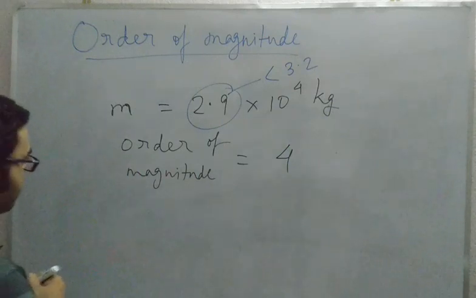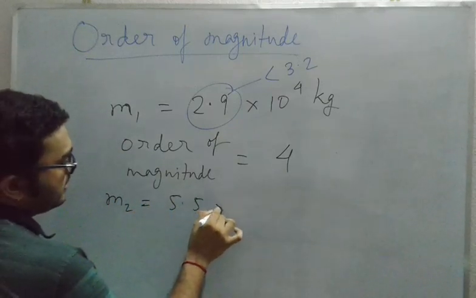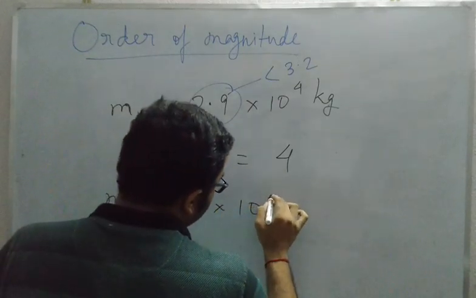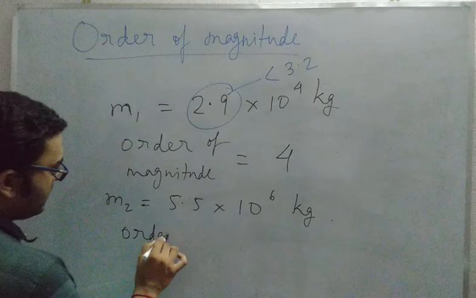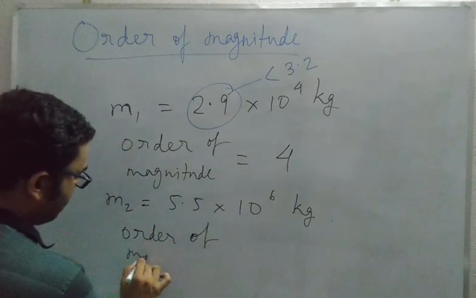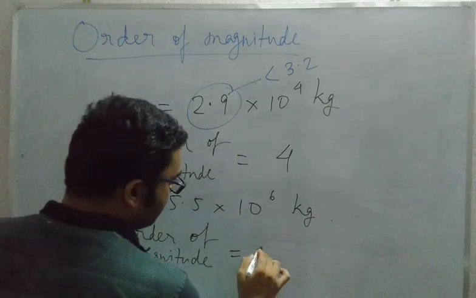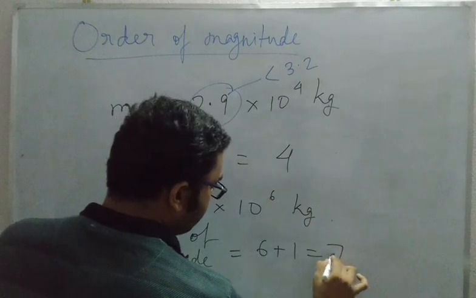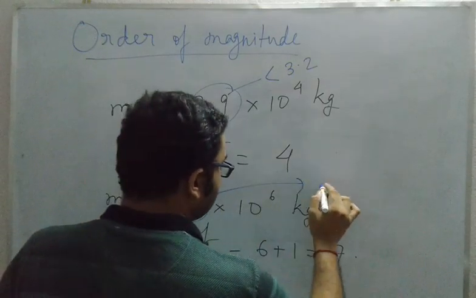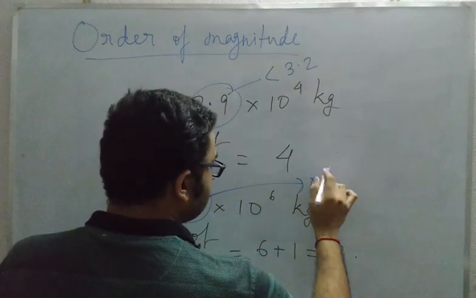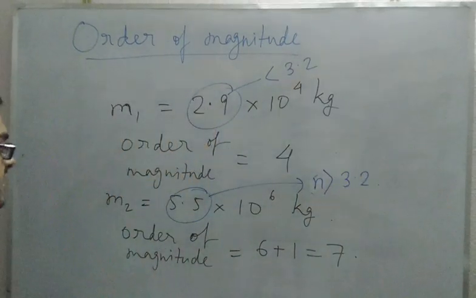If I have another mass, so this is m1. If I have another mass, m2 equals 5.5 into 10 to the power 6 kg, then the order of magnitude will be equal to 6 plus 1, that is equal to 7. We have incremented the power by 1 as this number is greater than 3.2. Okay, so it's clear to you all.